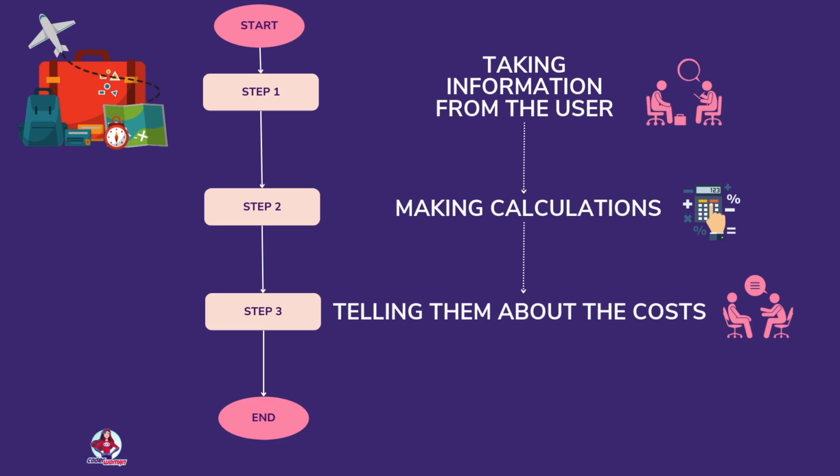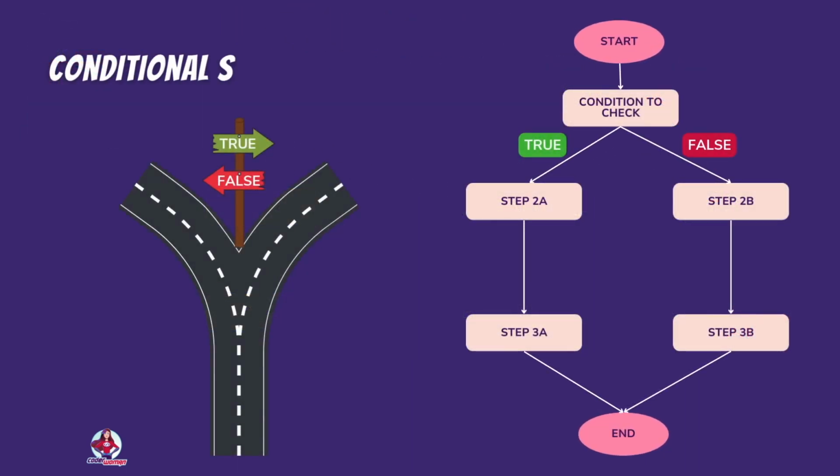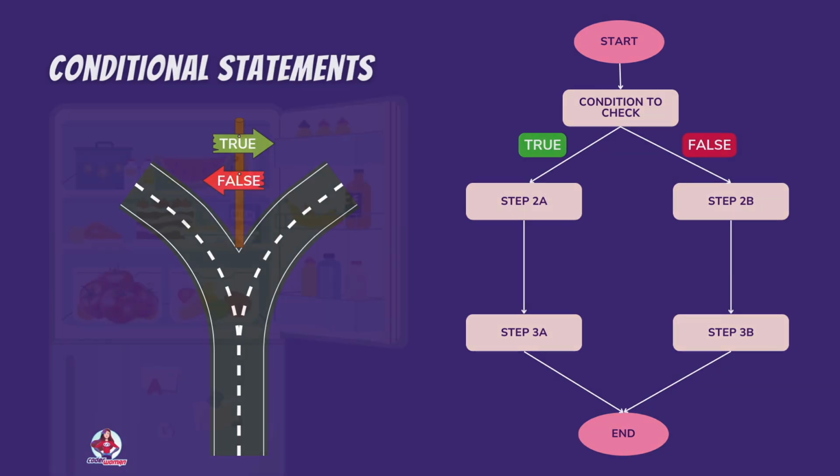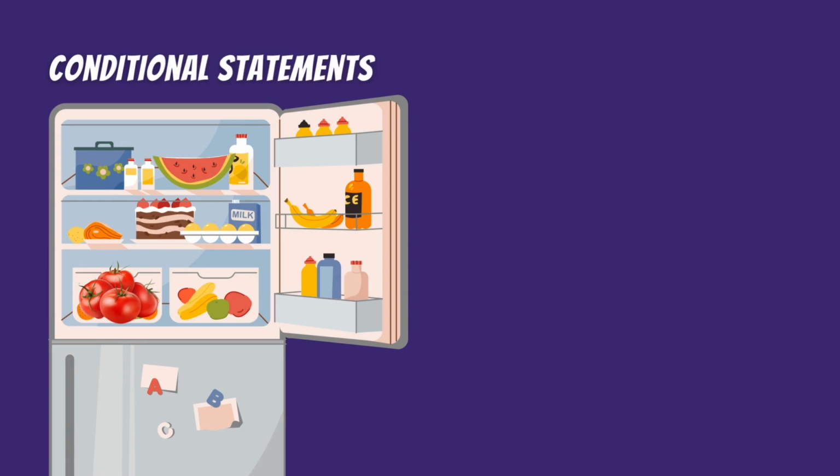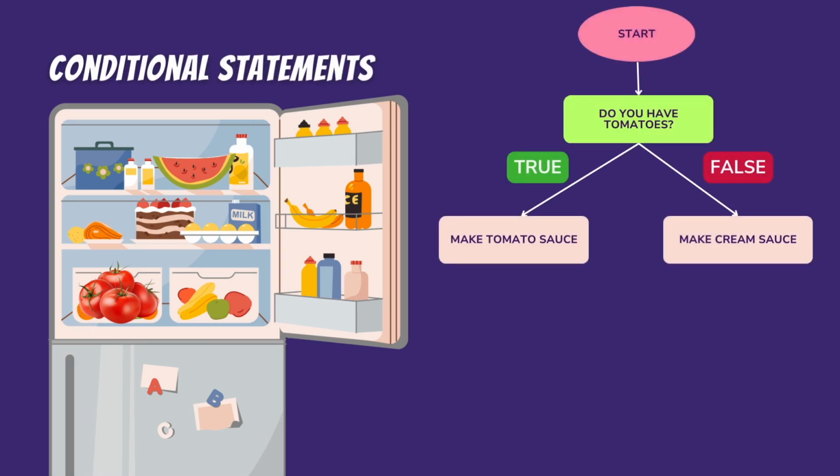Let's dive into how we can make these recipes or algorithms smarter with conditional statements. These are road signs telling the computer which way to go based on certain conditions. Imagine you want to make spaghetti for lunch, but you want to adjust the recipe based on what you have at home. You open the fridge to check for tomatoes. Do you have any? If yes, you can make tomato sauce. If not, you might make a cream sauce because you have cream. You choose your next step based on what's in your fridge.